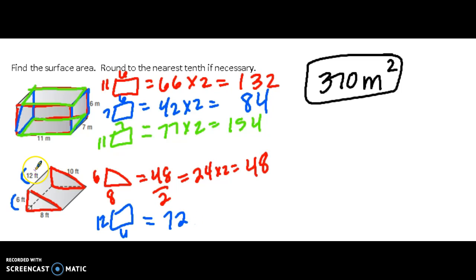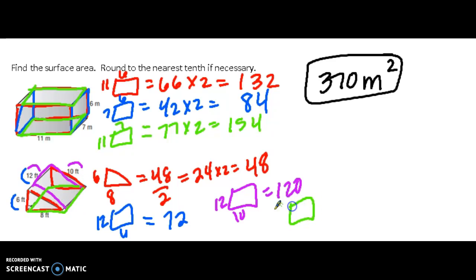Then I have 12 times 10 for this front rectangle. 12 times 10 is 120. And then I have 12 times 8. And that's 96.